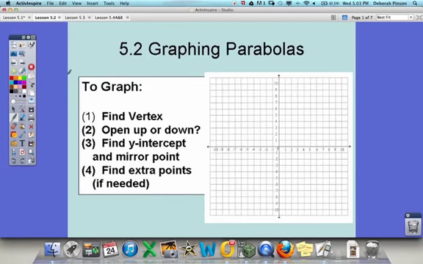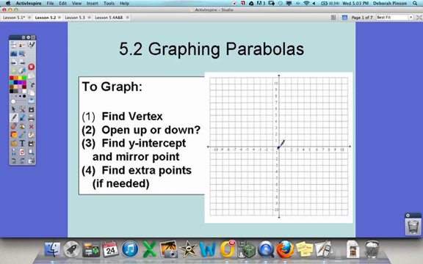Okay, so today we're going to look at graphing parabolas. Later on we will look at graphing some other ways. I gave you sort of a list here of the things that you need to think about. I'm just going to read over them. Now, here are the things you want to have in mind.